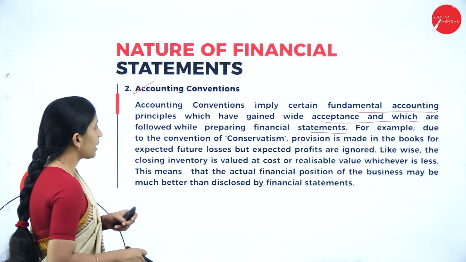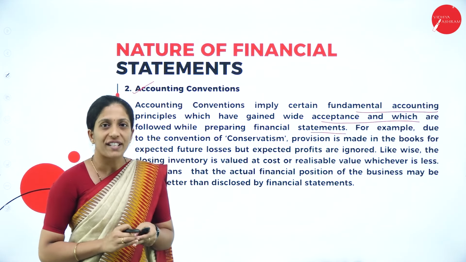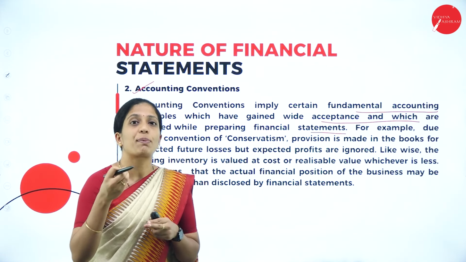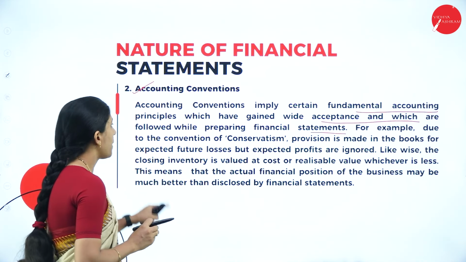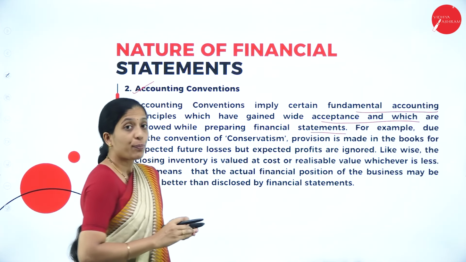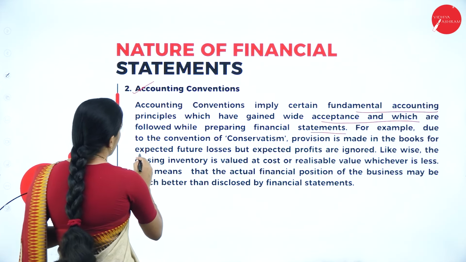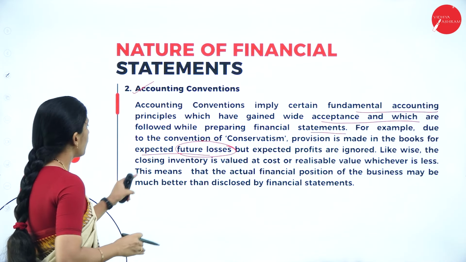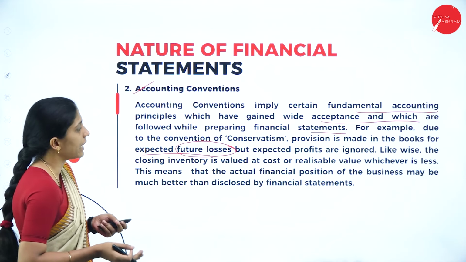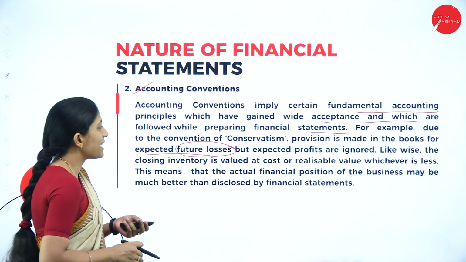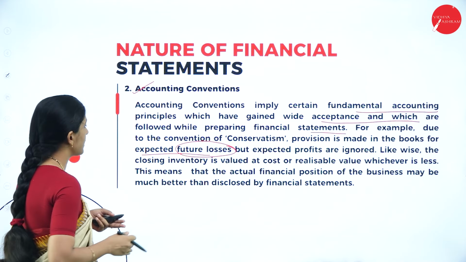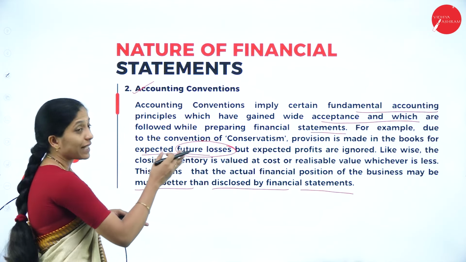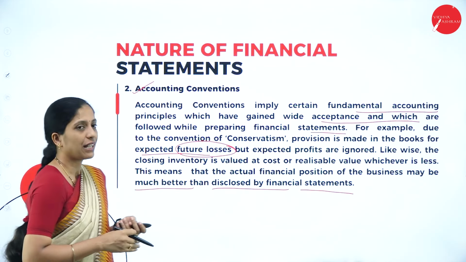For example, the convention of conservatism. What does the convention of conservatism tell us? Always be prepared for the worst. Always anticipate and be prepared for the losses. Due to the convention of conservatism, provision is made in the books of account for expected future losses, but expected profits are ignored. Likewise, the closing inventory is valued at cost or realizable value, whichever is less. This means that the actual financial position of the business may be much better than disclosed by the financial statement.